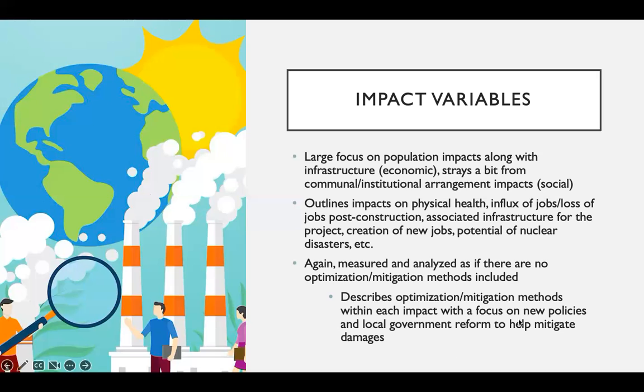So, like I said, there's about 17, including like physical health, influx of jobs or loss of jobs post-construction, the associated infrastructure for the project needed, and how that might affect the environment, creation of new jobs, potential nuclear disasters, and more. And yeah, they're analyzed if there are no optimization or mitigation methods enacted or included. And right below the analysis, like I just exampled here, he outlines optimization or mitigation methods that largely try to explain or give recommendations for how to combat some of the impacts. And a lot of these tie into creation of new policies or help from the local government in order to mitigate the damages.